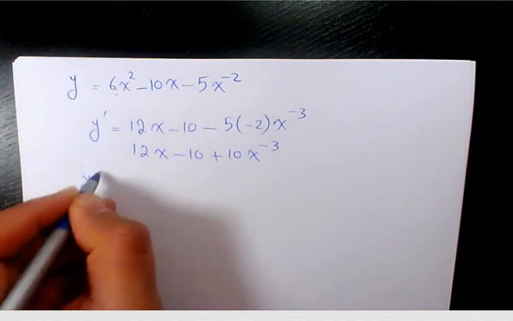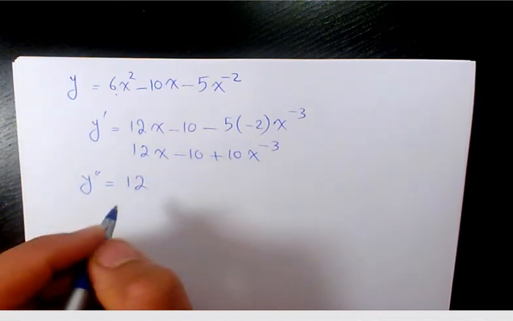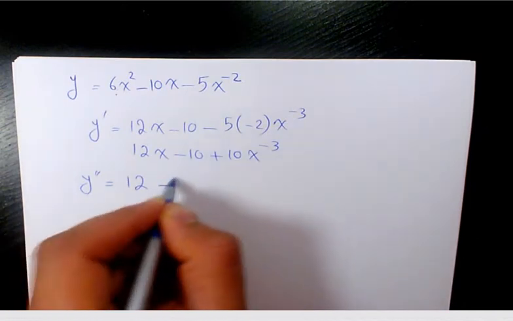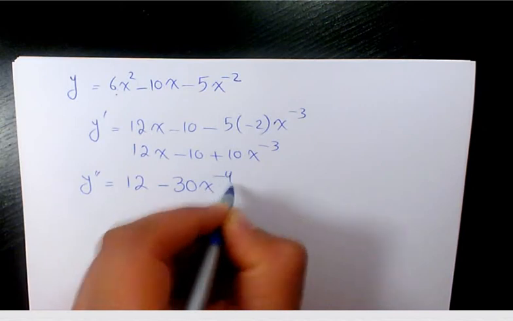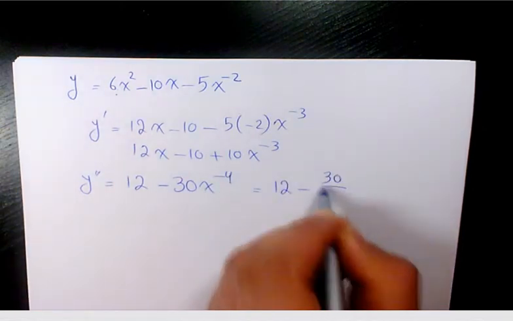And when you do the double prime, it's going to be the derivative of 12x is 12, the derivative of negative 10 is 0, and the derivative of 10x to the power of negative 3 is going to be negative 30x to the power of negative 4. If you rewrite it, it's going to be 12 minus 30 over x to the power of 4.